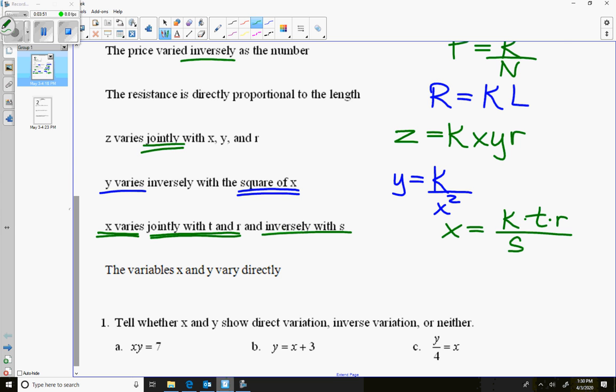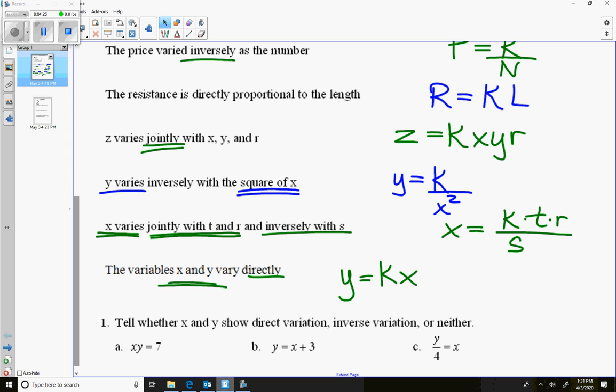Now this last one is the only one that seems to be out of order. If you ever see something like here, just simply the variables X and Y vary. Then we start with Y equals K. And it varies directly with X. So Y equals KX. All the rest of them, they're in the order in which you read them. But if it just tells you variables X and Y vary, then we're going to write Y equals K times X.